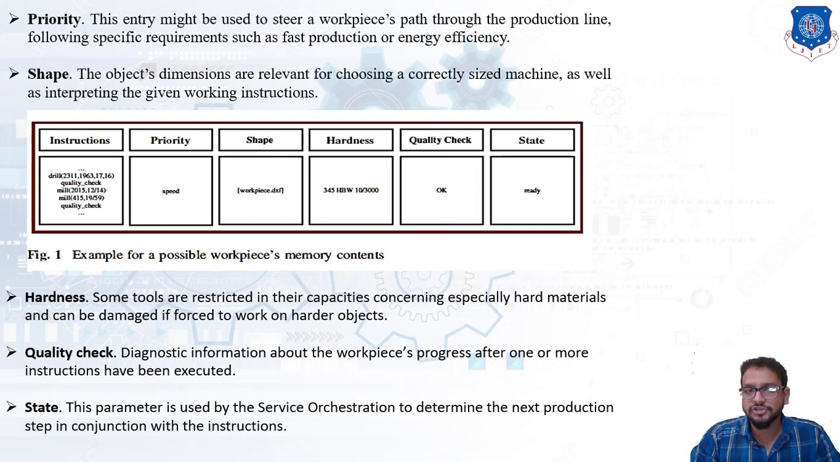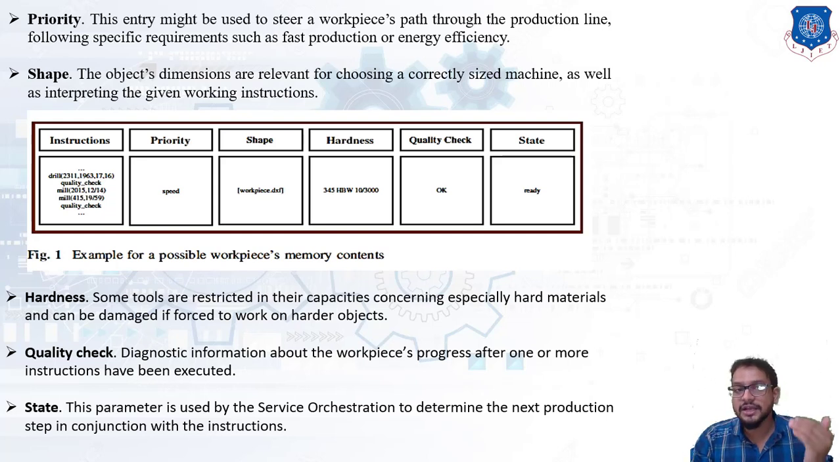First, you can see the instruction. It is clearly written that an instruction is given to drill up to a certain location: 2311, 1963, 17, 16. These are the coordinates, telling us at which coordinate we need to drill. We need to take our drilling tool to perform a drilling operation, right? So these are the instructions which will be stored in our digital object memory. Remember, an x, y, z coordinate is provided over here, so this is the memory.